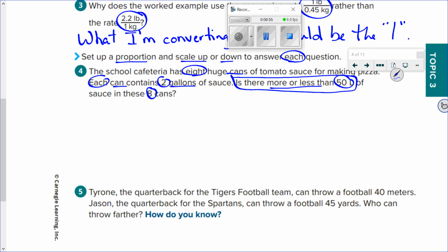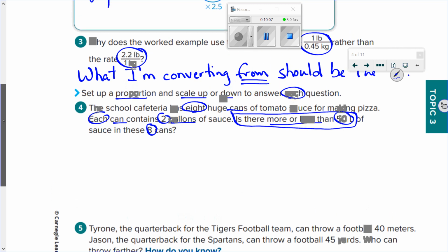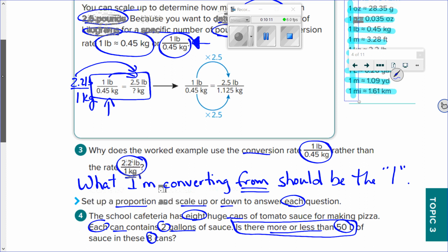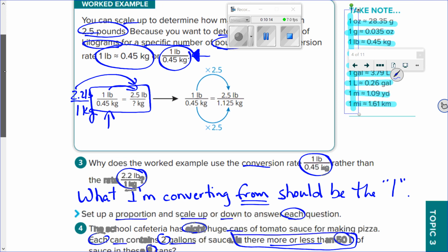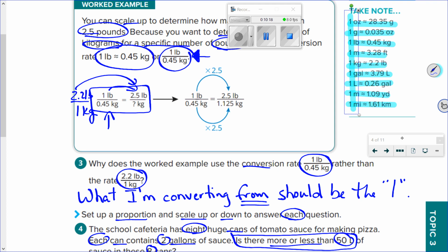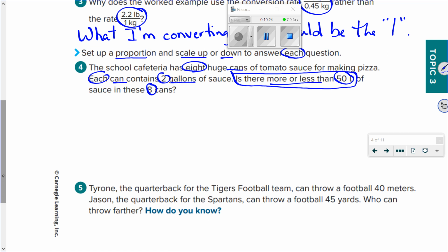Okay, the school cafeteria has 8 huge cans of tomato sauce for making pizza. Each can contains 2 gallons of sauce. Is there more or less than 50 liters of sauce in these 8 cans? So, first we're talking about gallons and liters, yes? So I go to the top and I find which conversion at the top talks about gallons and liters. And I see that 1 gallon is 3 79/100 liters. So that is where I am starting.